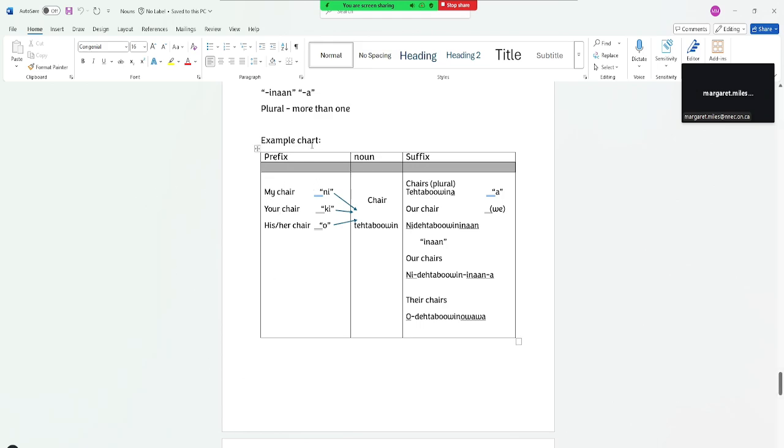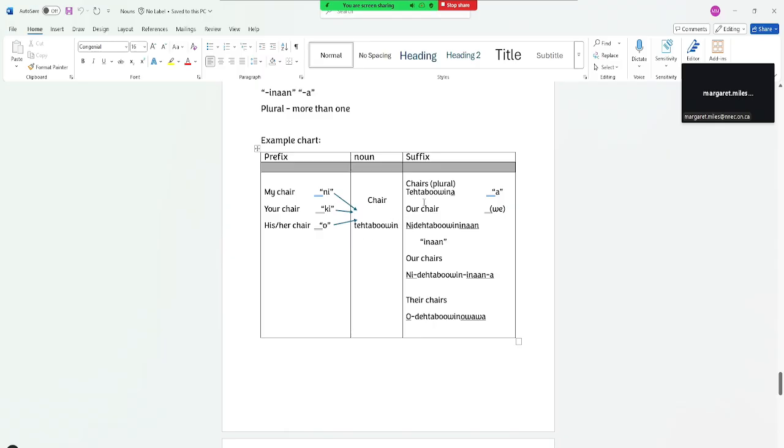So this is a prefix on this left-hand side of the chart. Again, we said Nidehtaboin, and that means my chair. So where the arrow is pointing, Nidehtaboin, my chair. And the second one, Kidehtaboin, your chair. Utehtaboin, his or her chair.